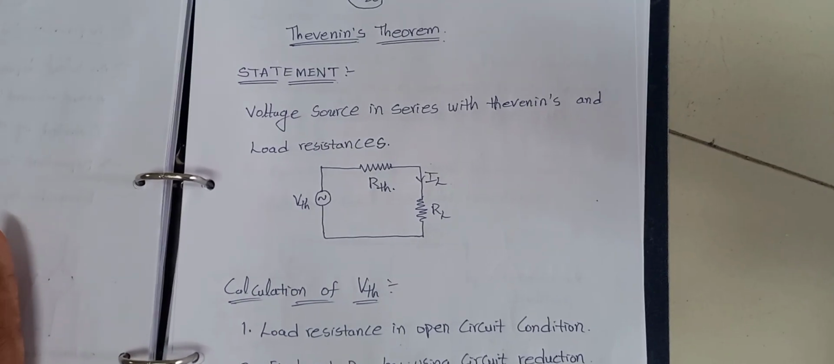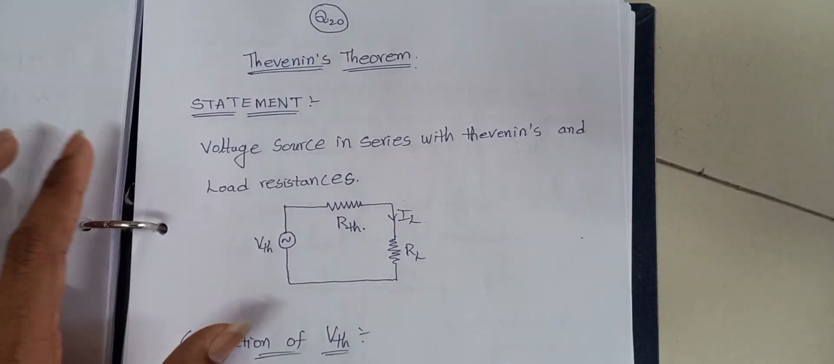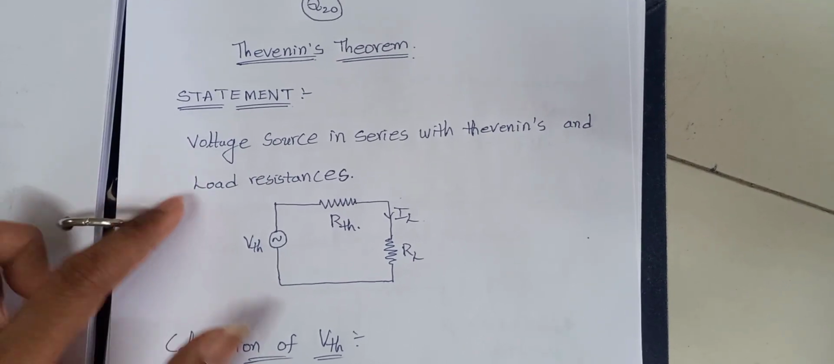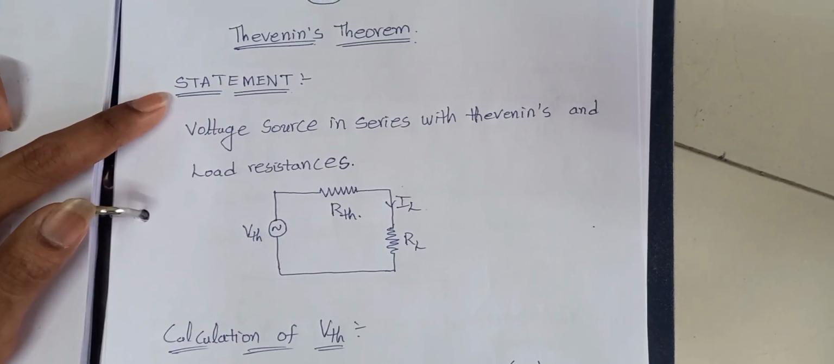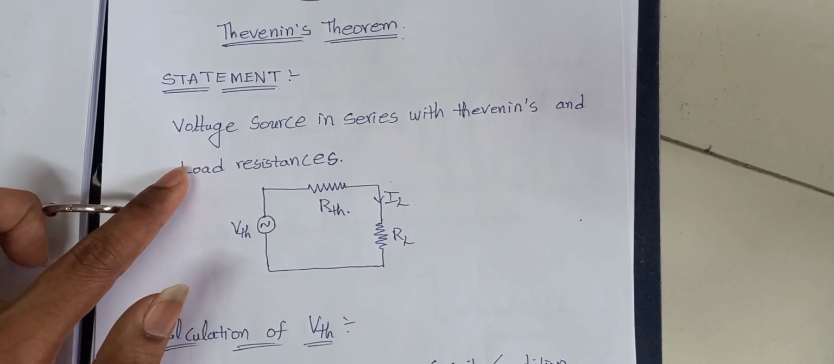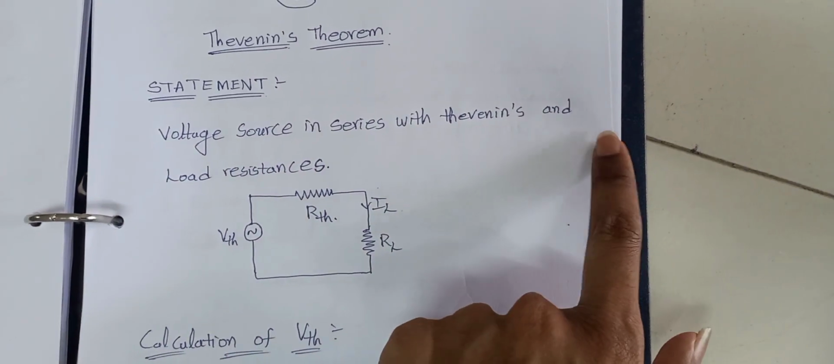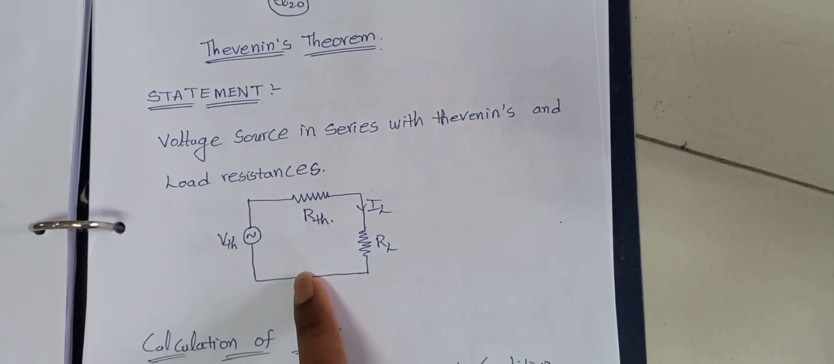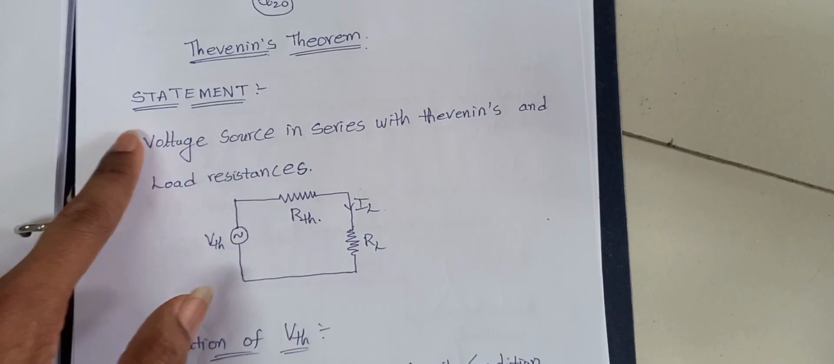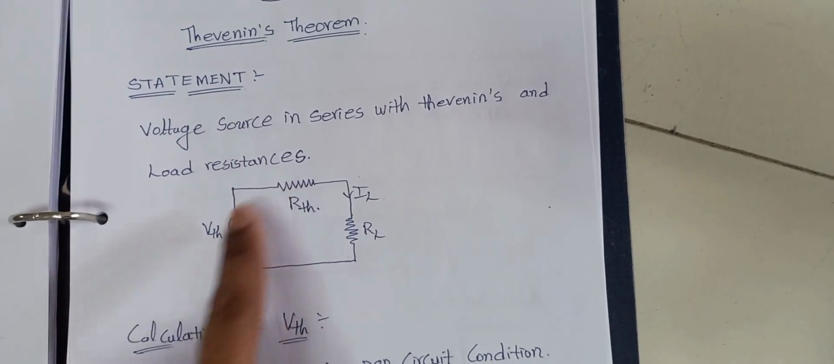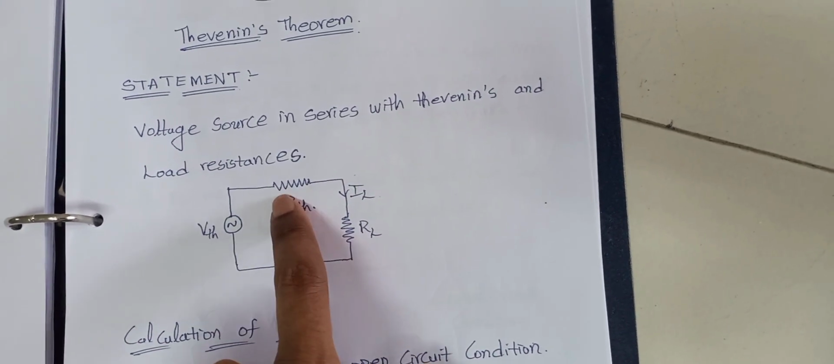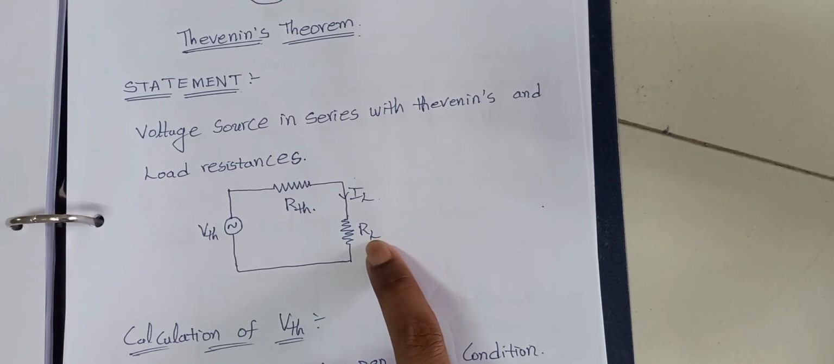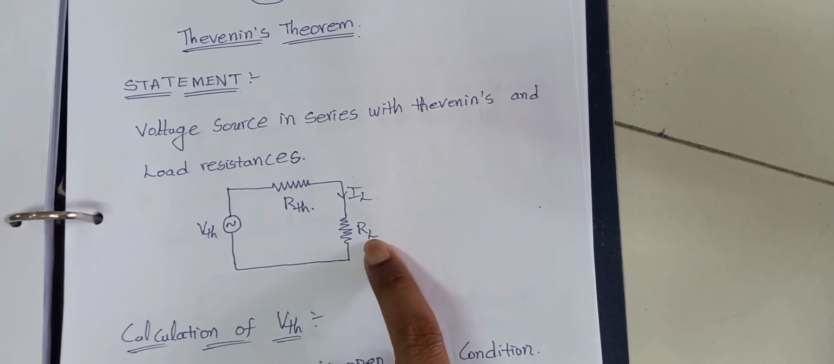So you have to remember and study this as well as possible. It's very easy. What is the statement? First we go for the statement: a voltage source in series with Thevenin's and load resistance. For this statement I have drawn this circuit diagram. It means a voltage source in series with the Thevenin resistance as well as the load resistance. This is the statement simply.